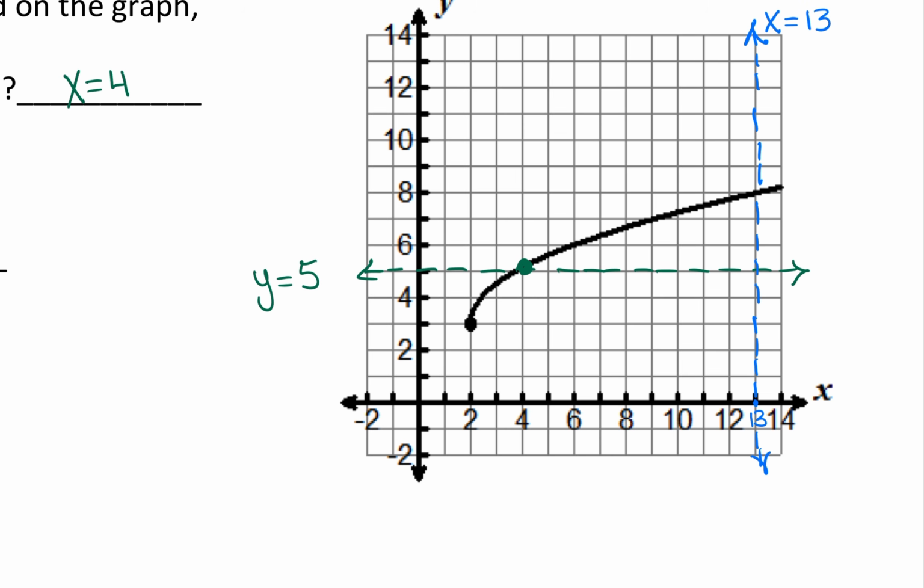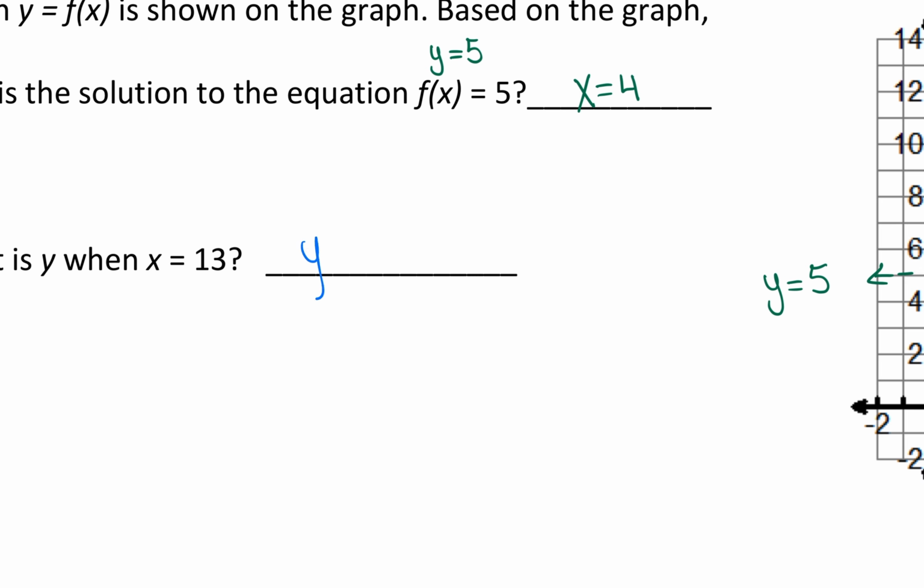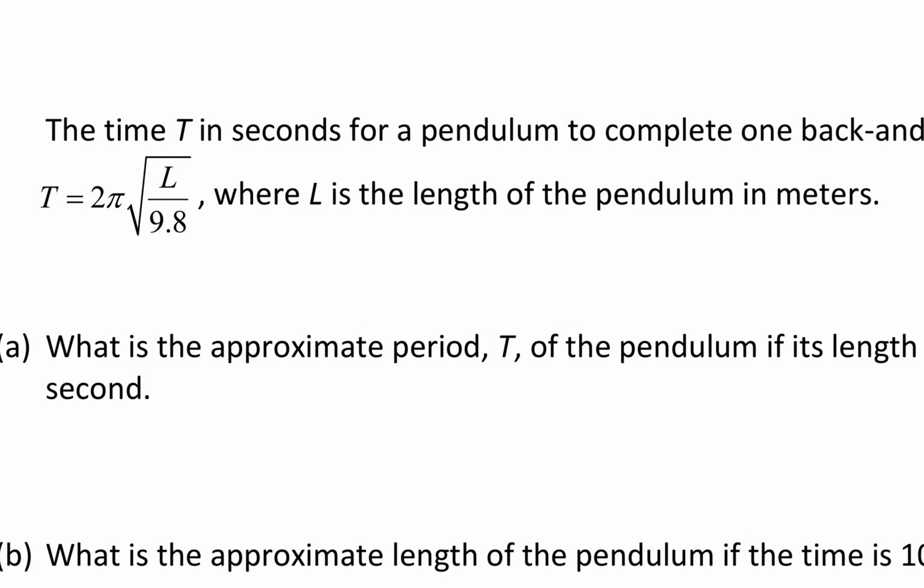And what I'm looking for is the point of intersection. So they gave me the x. What is the y value? So looking at this, the y value is going to be 8. Okay, so let's write that down, y equals 8, and that's my solution. Let's go ahead and move on to the next question type.